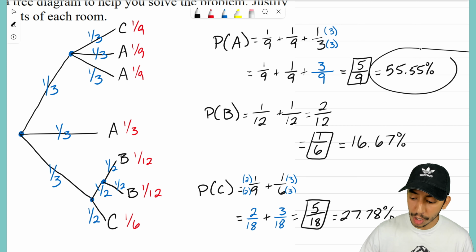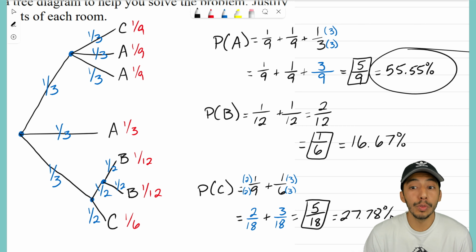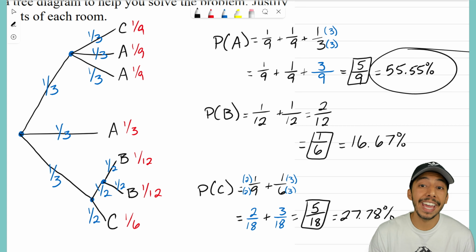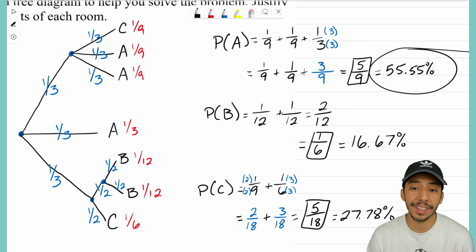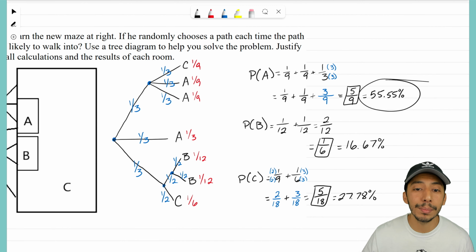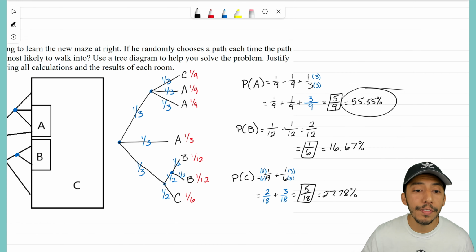So if you're trying to figure out which room he is more likely to go into, I think it's going to be room A. Room A has the largest percentage, and it's also the largest fraction that we have there. But that's how we work these problems out. This is a complete tree diagram of this maze.